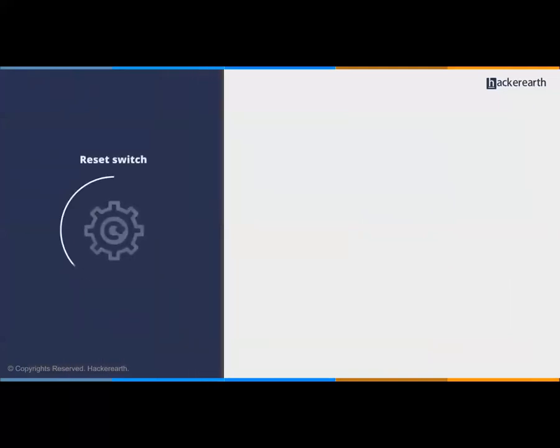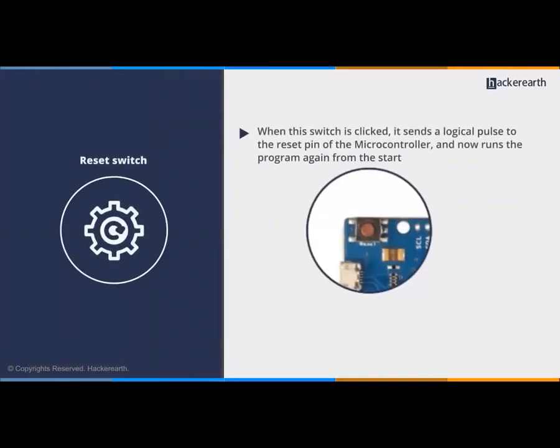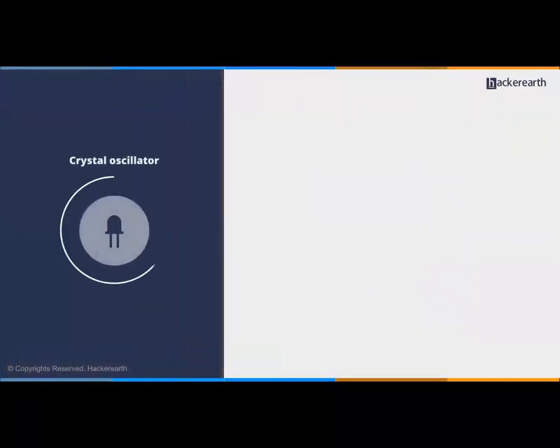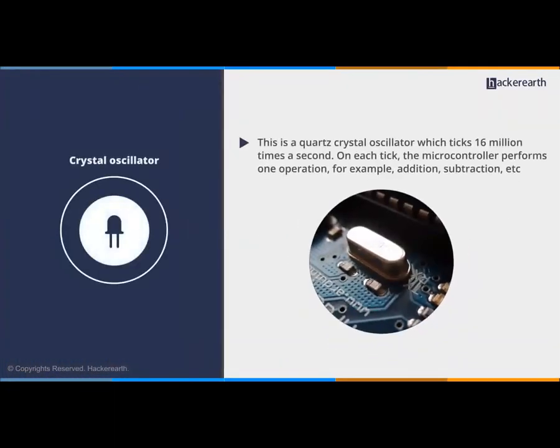Next is the reset switch. When this switch is clicked, it sends a logical pulse to the reset pin of the microcontroller, and now runs the program again from the start. This can be very useful if your code doesn't repeat and you want to test it multiple times. Next is the crystal oscillator. This is a quartz crystal oscillator which ticks 16 million times a second. On each tick, the microcontroller performs one operation, for example, addition, subtraction, etc.